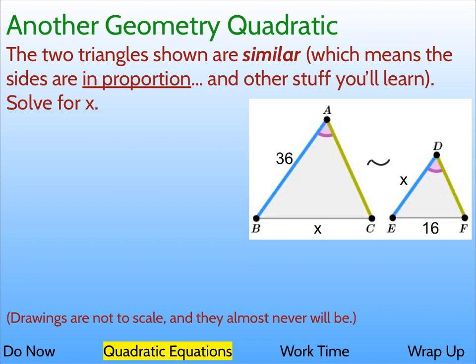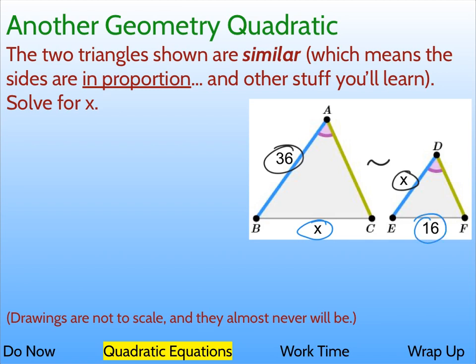And it was actually really nice of this diagram to have the corresponding sides labeled. So like the blue goes with the blue, the green goes with the green, and the gray goes with the gray. So there's a lot of other facts about this stuff, but for now we're just going to focus on the sides being in proportion, which means that this 36 and this x kind of match up. If you use a different color, this x and this 16 match up.